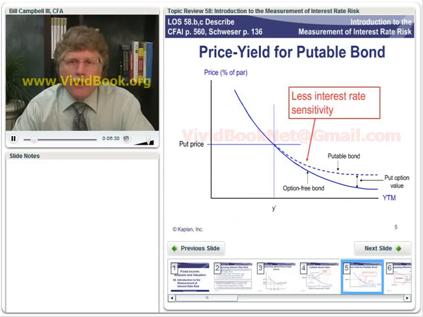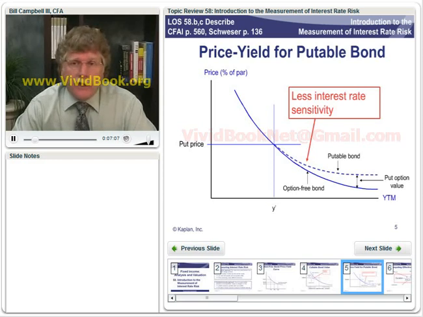So maybe the bond is puttable, but it's puttable at $980. So a $1,000 bond, they could sell it back to the company, but they would get only $980 for the bond. That's going to set a lower limit on the price of the bond on the open market. Because if you owned a bond and you knew that you could go back to the company and sell it for $980, then you would not go out on the open market and sell it for $970. That put price is going to put a lower limit on the market price of the bond.